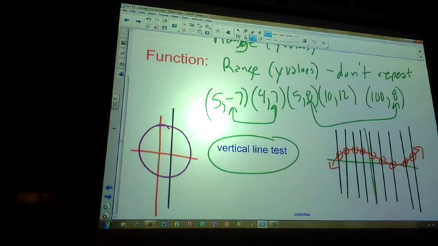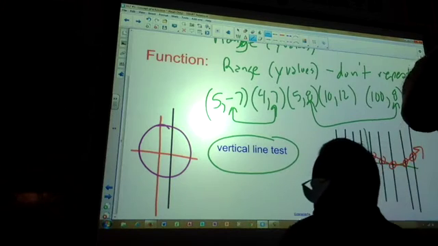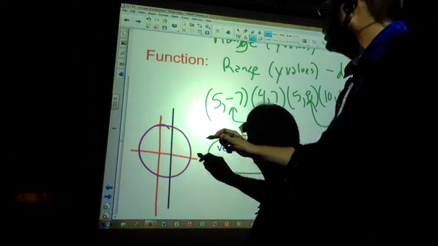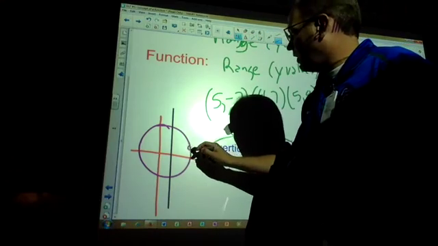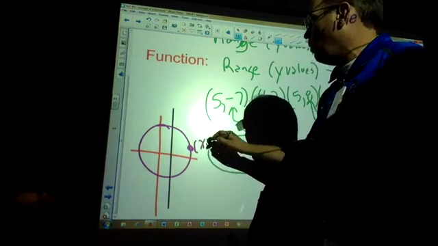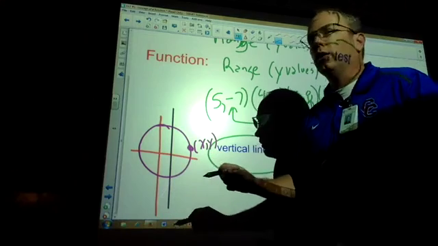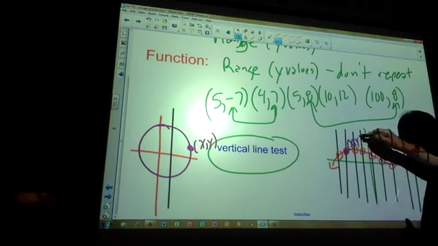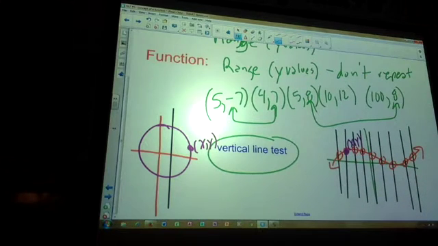But a relation happens as long as I have XY points. X comma Y. Like, I don't know what the XY values are, but if I were to find right here, this would be an XY point. That totally works. If I were to say, well, what about this right here? That's an XY value. There's a point there.